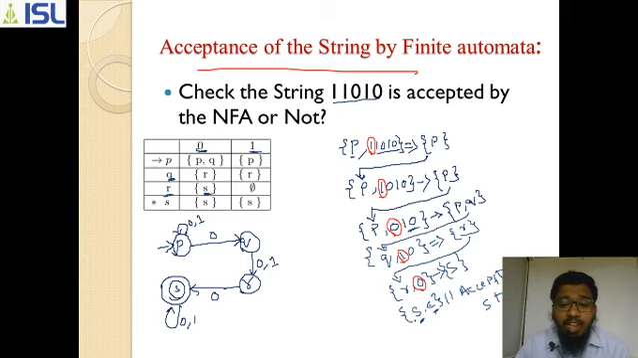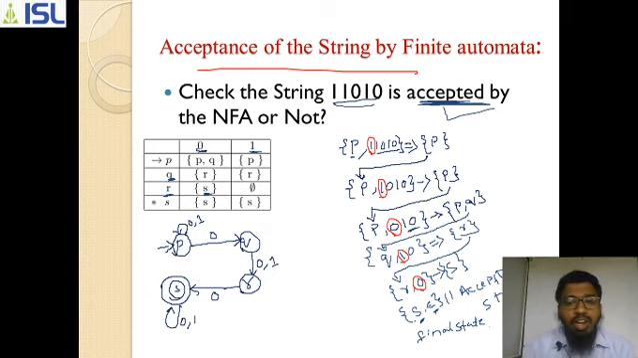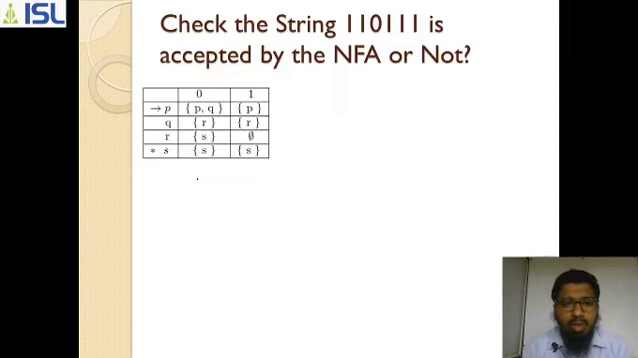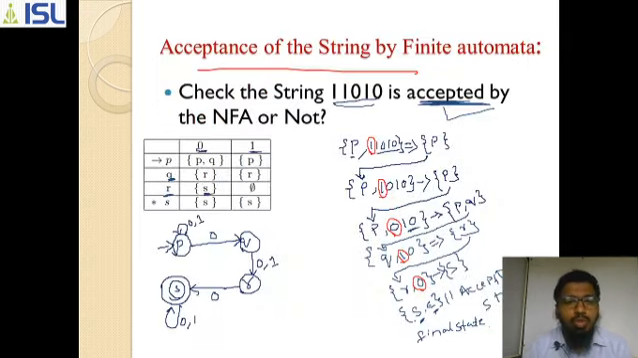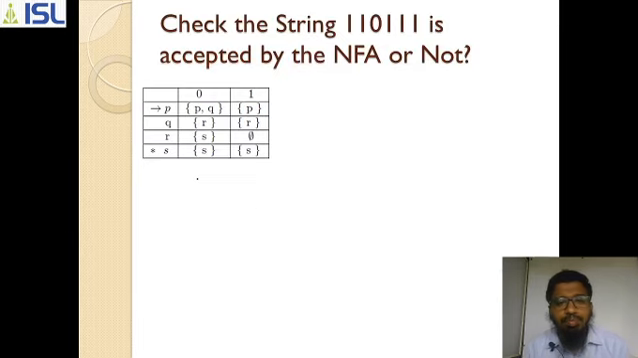Accept the string. S is a final state. Okay, so this is accept. Accepted. So this is a procedure to check whether the string is accepted by the finite automata or not. Already we did this in a DFA, almost the same, but the two outputs are there, because of that it is there.